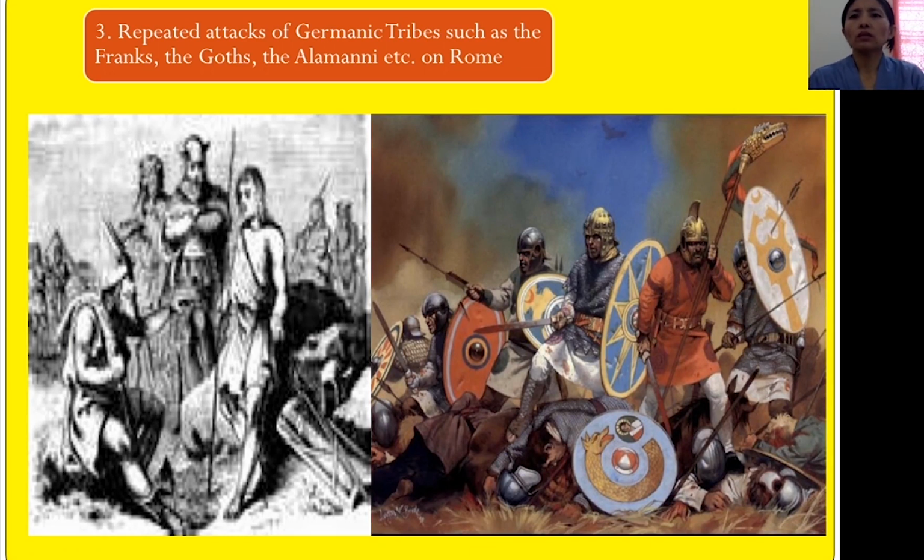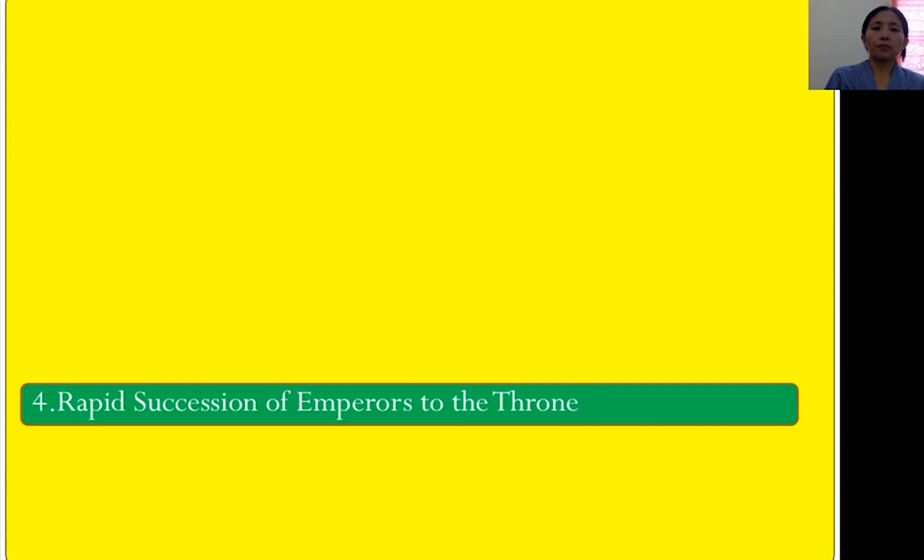And the 3rd cause of the Roman crisis was the repeated attacks of Germanic tribes such as the Franks, the Goths, the Alemanni, etc. on Rome. So these Germanic tribes had attempted repeated invasions on the whole line of the provinces from the period of 233 to 280, that expanded from the Black Sea to the Alps and southern Germany, and as a result the Romans were forced to hand over much parts of their territories beyond the Danube to them.